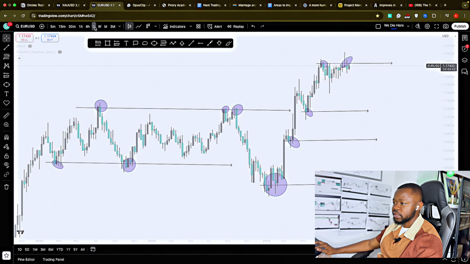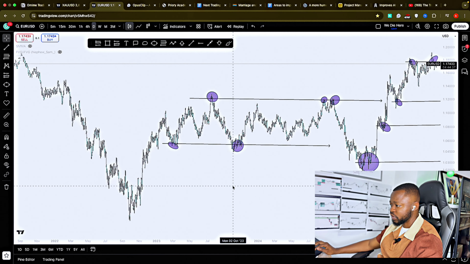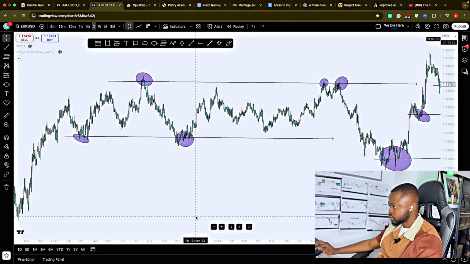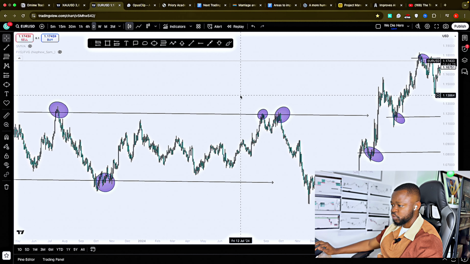So if you go to the daily time frame now, you can see that these areas where we have marked up are still very significant in the market. See, these are the markups we have. You can see how price is reacting from there.